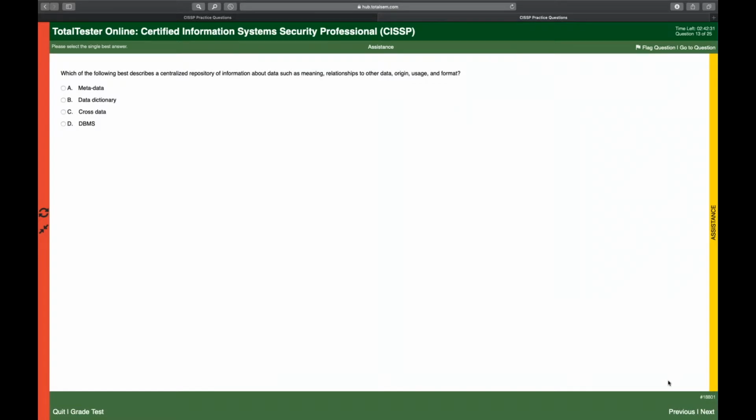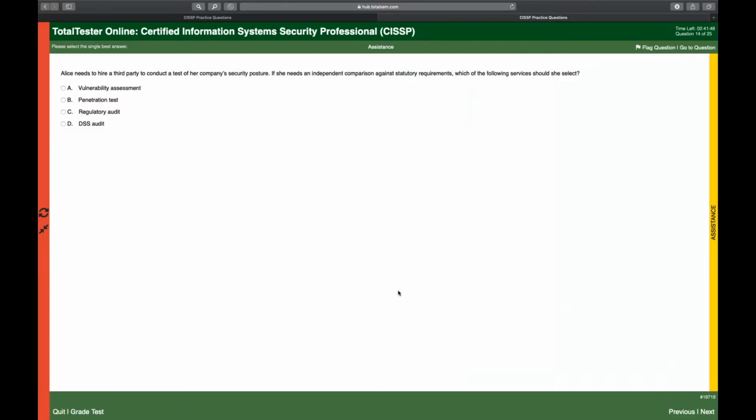Number 13, which of the following best describes a centralized repository of information about data, such as meaning, relationships to other data, origin, usage, and format? In our course material, we say data about data, and that's a keyword that'll point you to this answer. Alpha. Yep. You just said that tip, and I was like, yep. I know it's not straightforward.